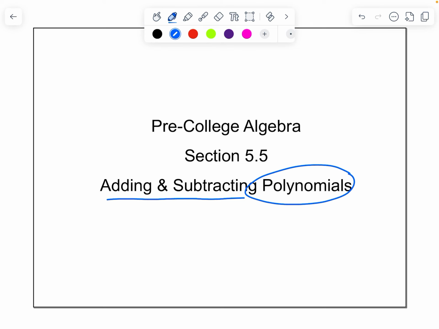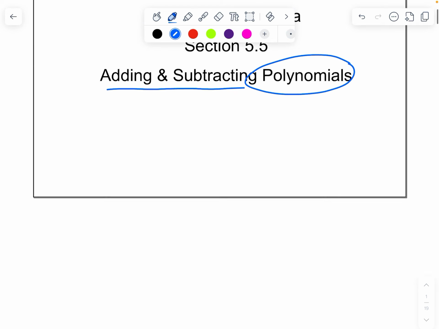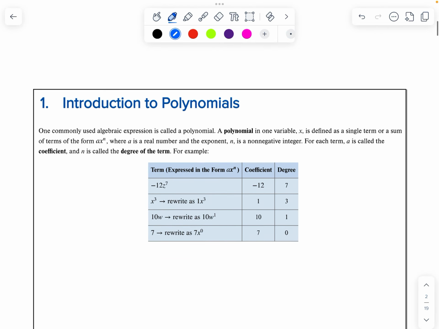And for the rest of this little unit, we're going to talk about different ways to combine polynomials, like multiplying them and dividing them. Today specifically, we're just talking about adding and subtracting polynomials. But first off, what is a polynomial? A polynomial is just a combination of numbers and variables that are added and subtracted together. It's just numbers, variables, and exponents. There's nothing special like trig functions like sine and cosine or exponentials.